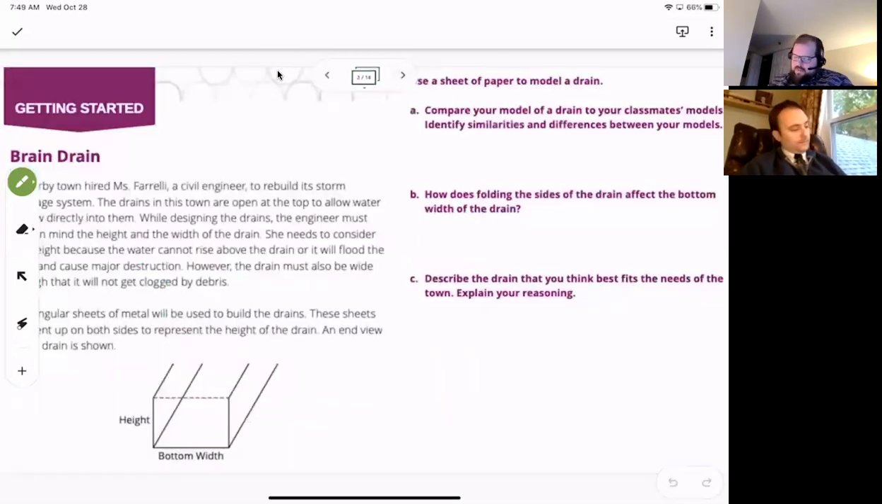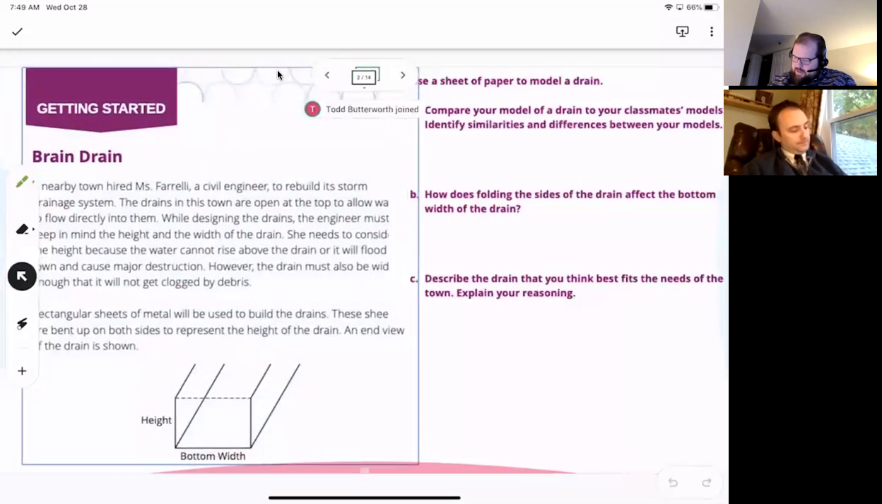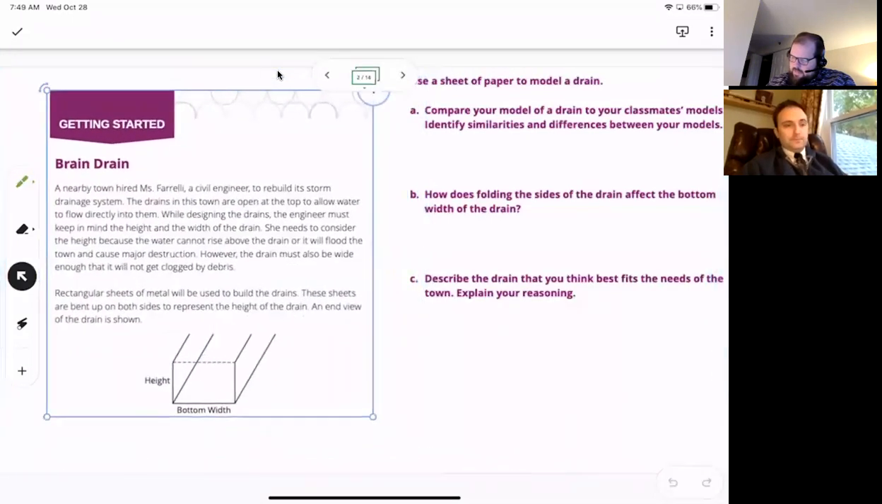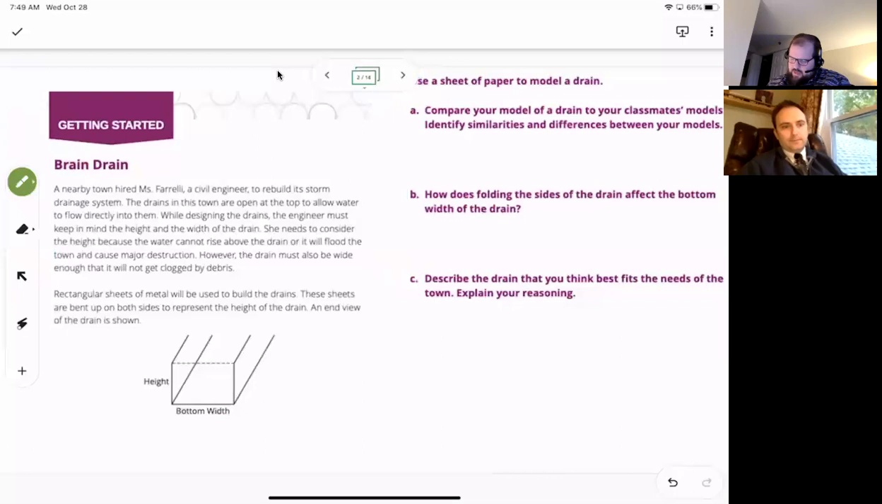Okay, so we're starting with this idea of a drain thing. And they're looking at the storm drain, which lets extra water that's pooling in areas kind of run away from streets and run away from places that we as humans need to use. So we have a rectangular shaped metal drain. This is a rectangular prism, and it's kind of folded up so that we get this area that water can run through.